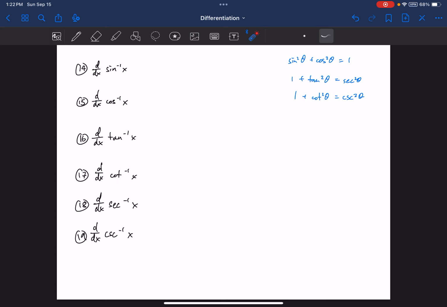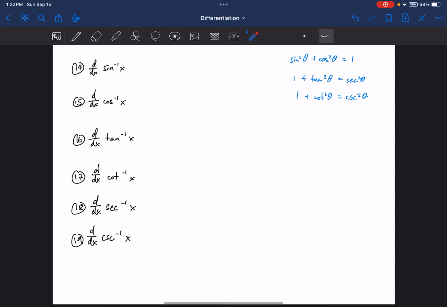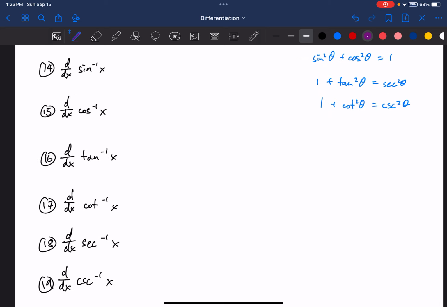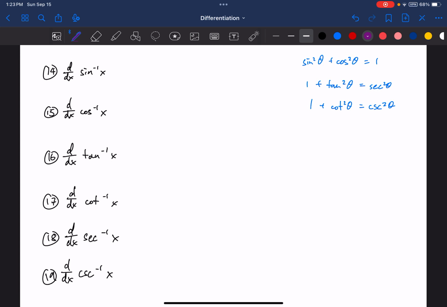Okay, so for when you differentiate the inverse functions, you will have to learn this. You have to remember these three equations, and you will also need to learn implicit differentiation. All 6 of these have the same method of solving, so I'm just going to start with arcsine.